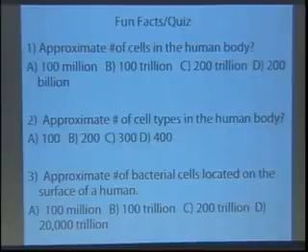So how many cells in the human body? Any idea? About 200 trillion. Number of cell types: there's not that many different cell types, maybe 200 cell types, maybe 300 at most. Number of bacterial cells located on the surface of the human.